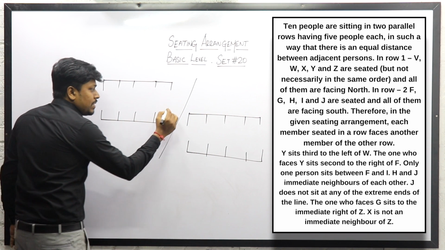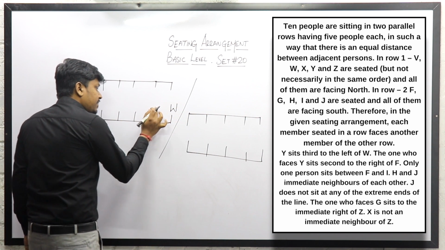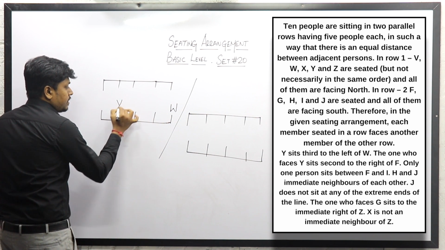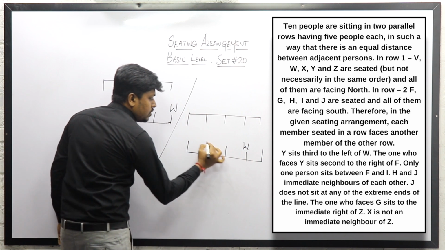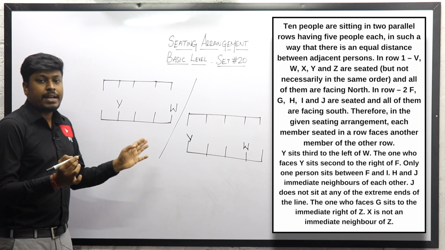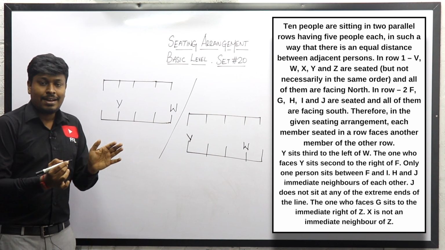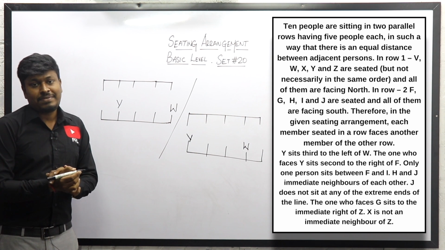So in this possible diagram, I'm going to fix W here. W left hand side at a third place is Y. In this possible diagram 2, I'm going to fix W here, 1, 2 and 3. So this could be Y. Understood? In both these possible diagrams, Y is at the left hand side at a third place from W.